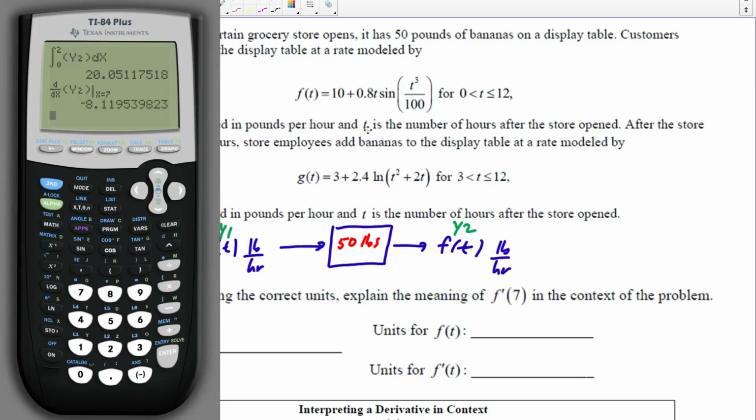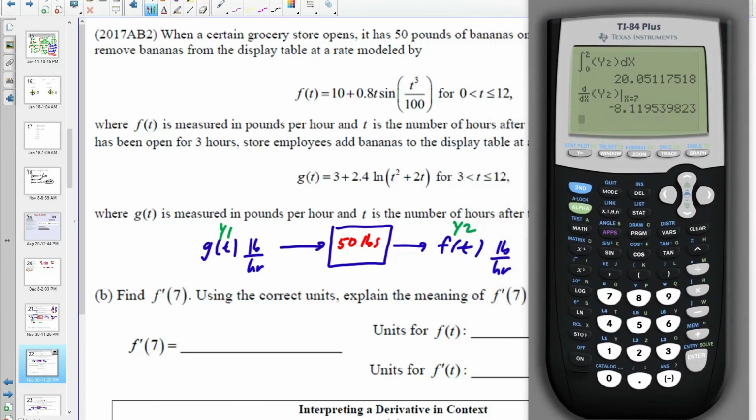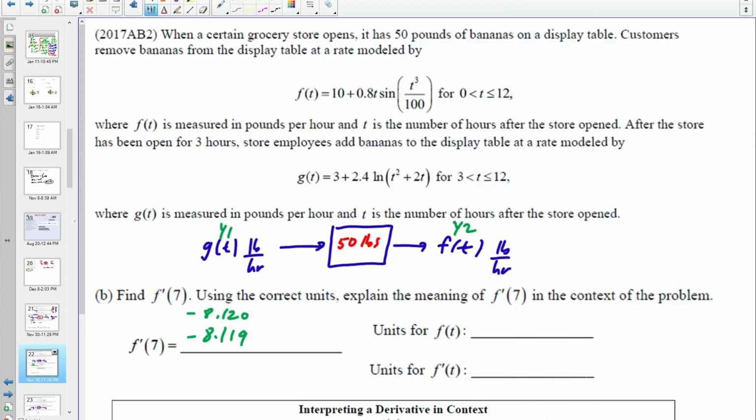And so what I get is negative 8.119, or negative 8.120 if I round correctly. So let me record this here. And the next question it asks is, what are the units for f prime?